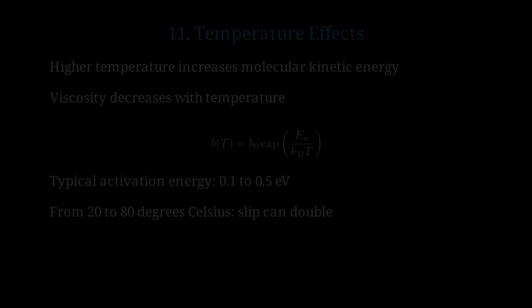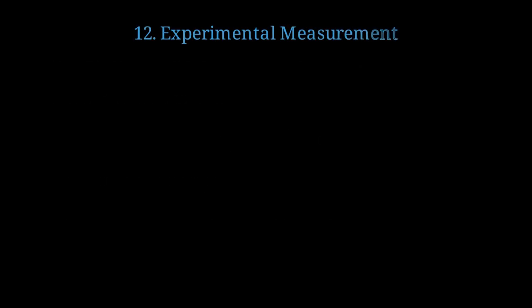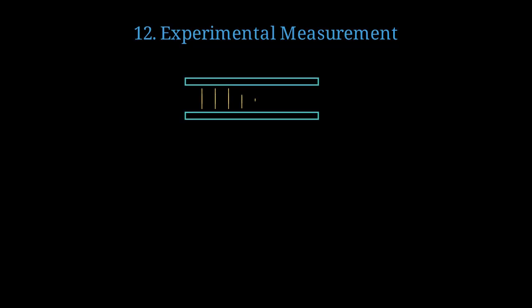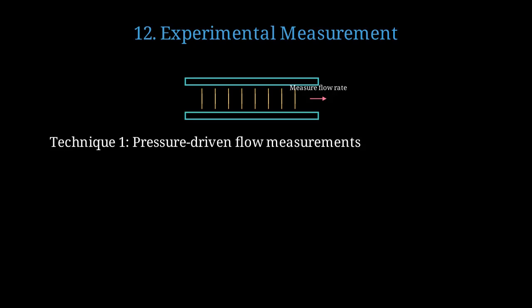How do scientists actually measure these tiny slip lengths? It's a challenging experimental problem. The most common method is to measure the flow rate through nanochannels under known pressure gradients, then compare to theoretical predictions. By measuring how much fluid flows through a channel under a specific pressure difference, we can back-calculate the slip length.